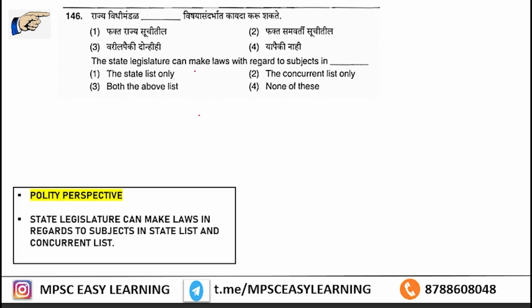The state legislature can make laws with regard to subjects in dash: the state list only, both the above lists, the concurrent list only, or none of these. यहाँ आपका सही जवाब है both the above lists. So the state legislature can make laws on both of them, that is state and concurrent.